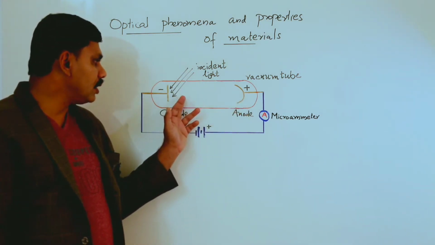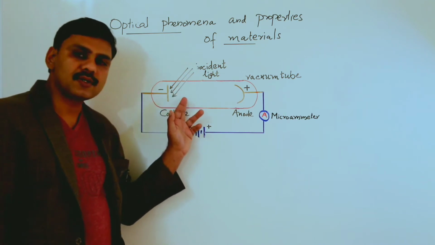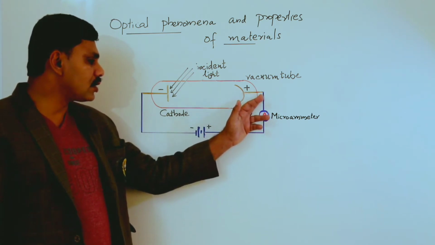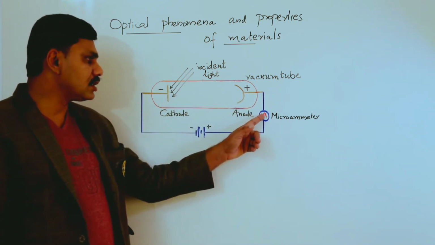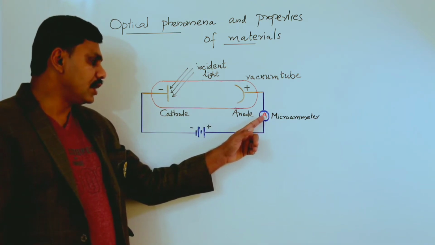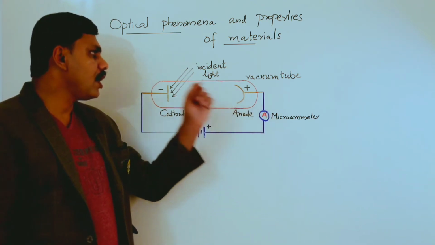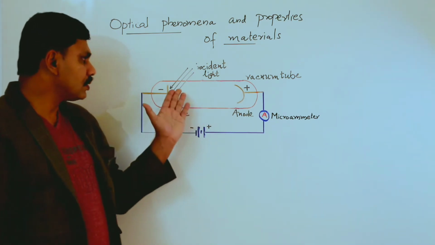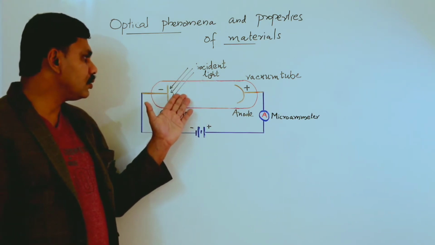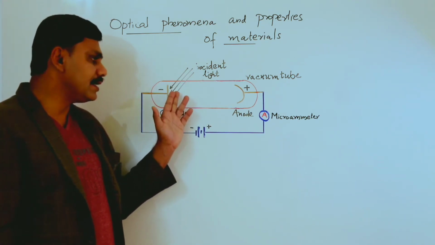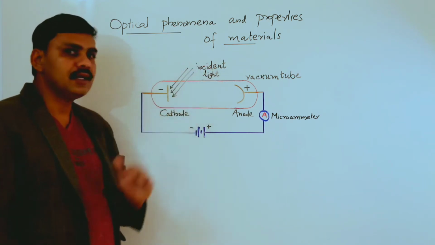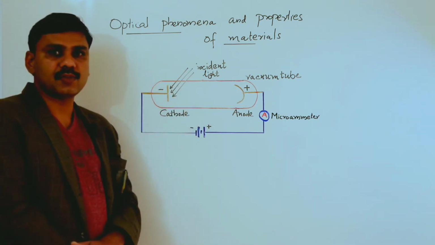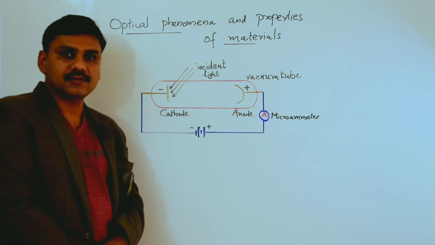Because electrons are negatively charged, these negatively charged electrons are attracted by the anode and the electrons will move through this circuit, and we can measure the flow of electrons and the current in terms of microampere. So it is a demonstration related to the photoelectric effect because here we are allowing light to fall on the photosensitive material, that is the cathode, and the electrons are ejected from the cathode. So that is the photoelectric effect. This demonstration explains how the photoelectric effect works.